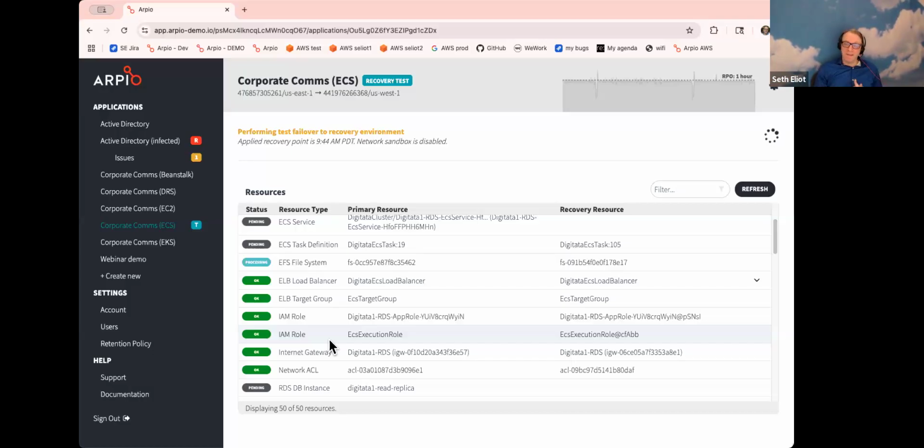Cloud Rewind. That's the only one in the market that even comes close to trying to do what we do. We support 115 AWS resources. They support about 30. That's how we compare to Cloud Rewind.